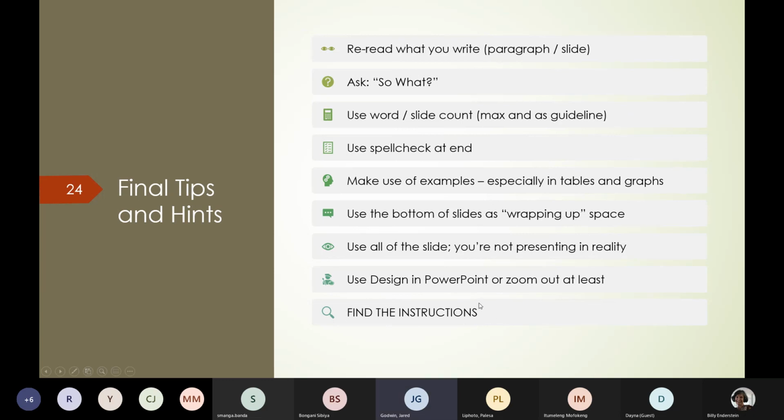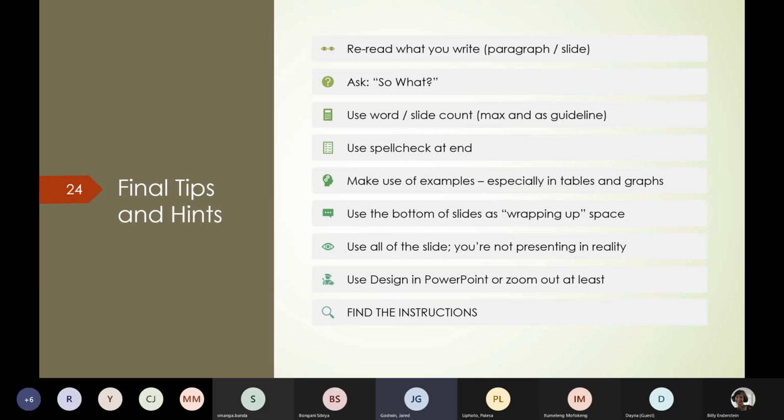But my goal, if nothing else out of this, is to find the instructions. I hope that's what you've taken from today. I hope you've taken many things from today, but the main thing is just know that the exam has many sub questions, and your goal is to find them and answer those, because those form the basis of your question.